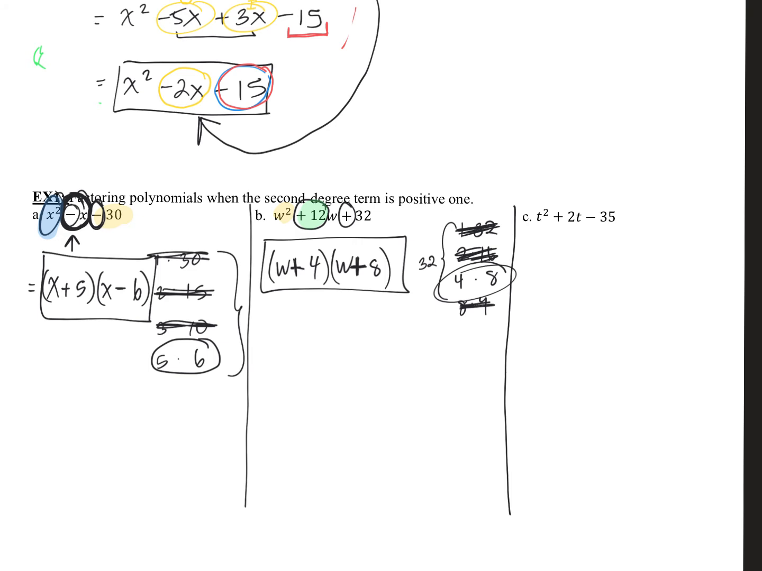Now, here's a question. How would you know if you got the right answer? Well, you could go ahead and just FOIL it out and see if we have the right answer. Let's do that check work. Did we actually factor this correctly?